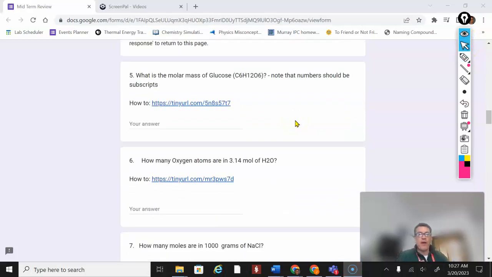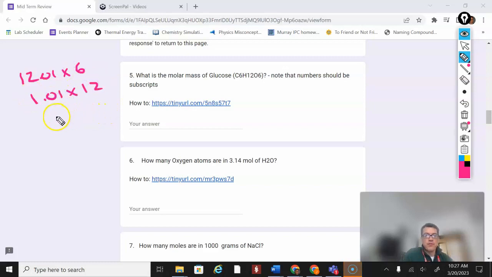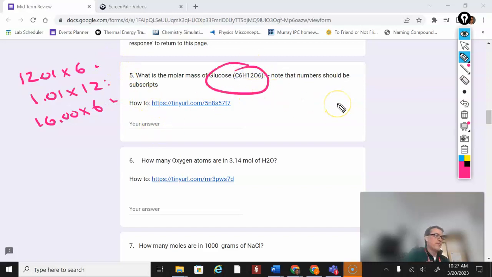All right, molar mass, again, we're just looking on the periodic table. What we need to do with this one is carbon is 12.01. There's 6 of them. Hydrogen is 1.01. There's 12 of them. Oxygen is 16. There's 6 of them. We need to take all of these numbers and we just sum them up. So the entire weight of this, when we get them all done, should be 180.18. So molar mass is something we've been doing for a long time now. So 1 mole of glucose is 180.18.